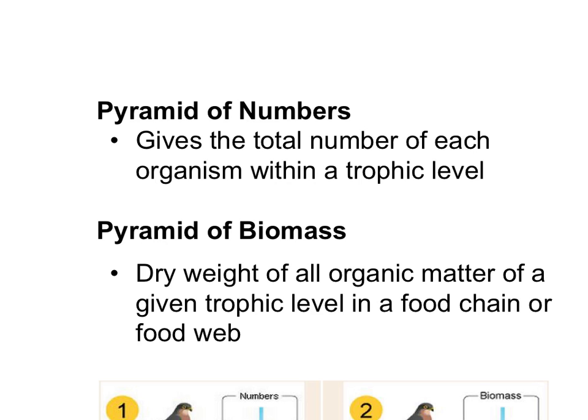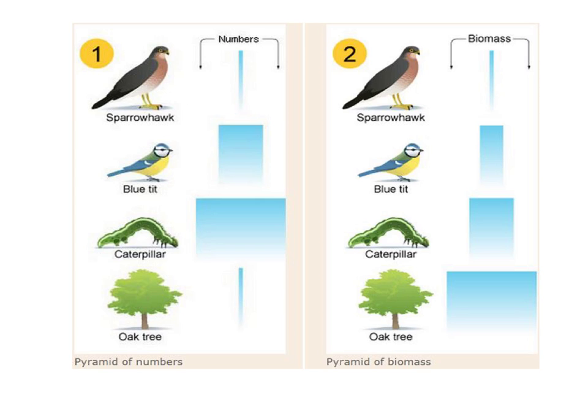Another great type of pyramid is a pyramid of biomass. What biologists do is they actually take the organisms within each trophic level and they'll dry it out. Okay, they take away all the water, and then they look at the dry weight of organic matter within a given trophic level, and that can give you a lot of information.